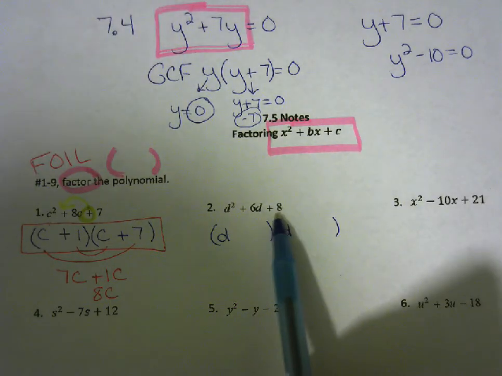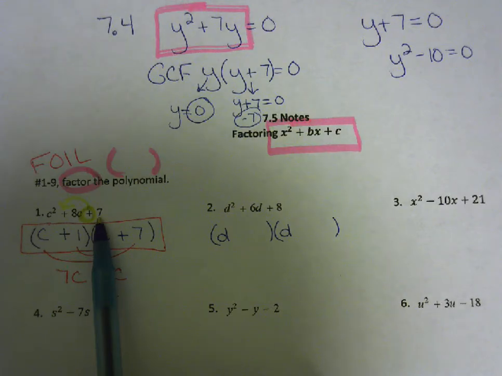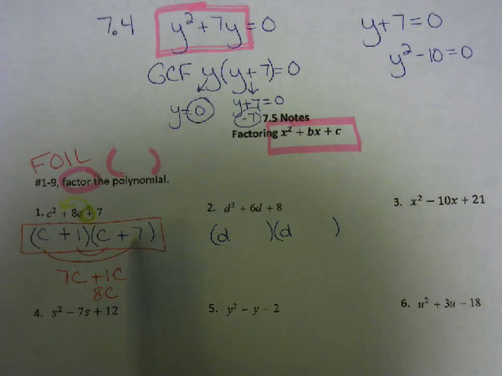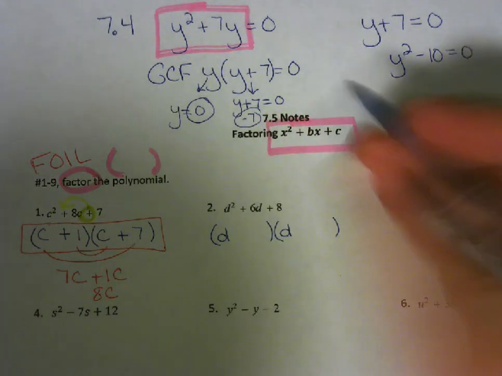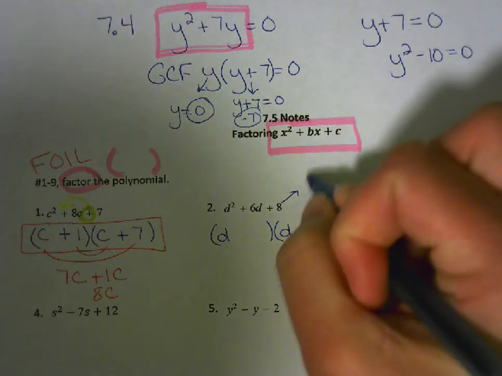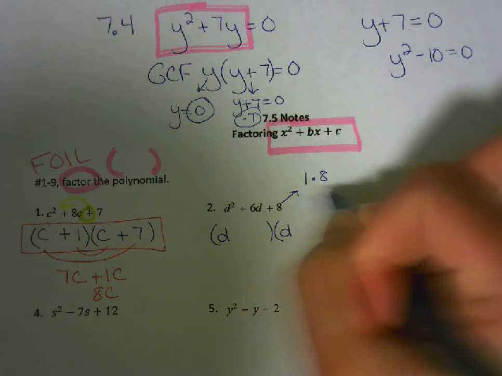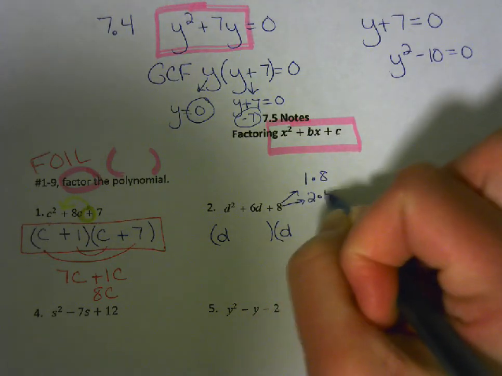Now 8 is not a prime number. Do you see how 7 was a prime number? The only option to multiply to get 7 was 1 times 7. But now 8, I have two different options for 8. I can either use 1 times 8 or I can use 2 times 4.